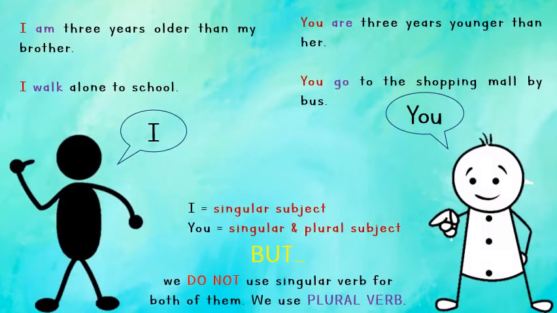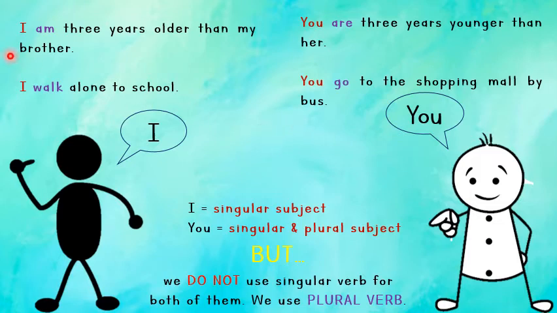Okay, but for I, saya, and you, awak. Okay, I is a singular subject. You can be singular, can be plural. The example that I used last week, for example, when I ask, how are you? Boleh jadi teacher tanya pada seorang, boleh jadi teacher tanya pada semua orang. Okay, but we do not use singular verb for both of them. Kita tak guna singular verb. Okay, we use plural verb.